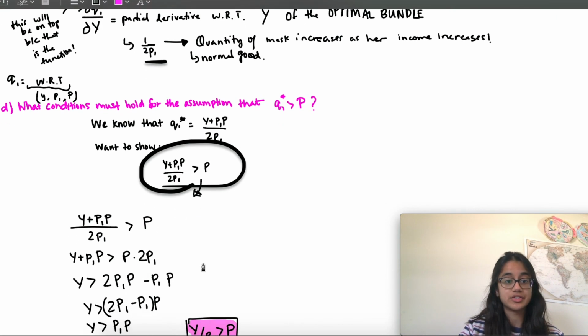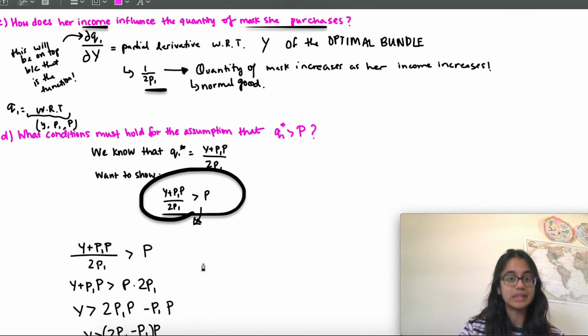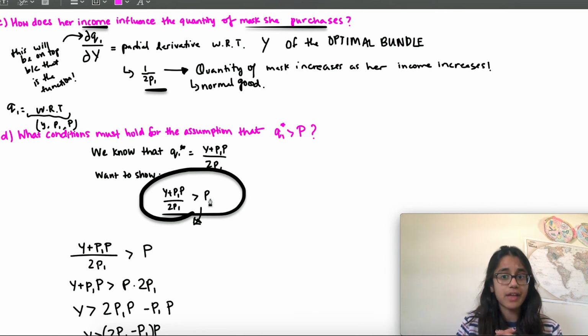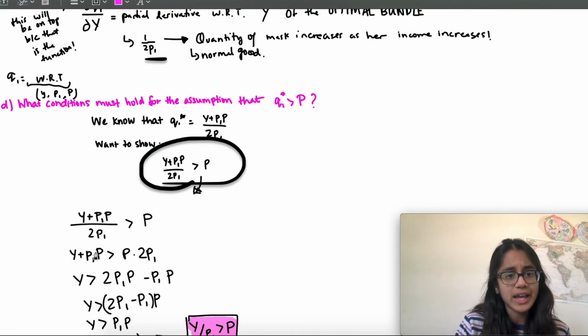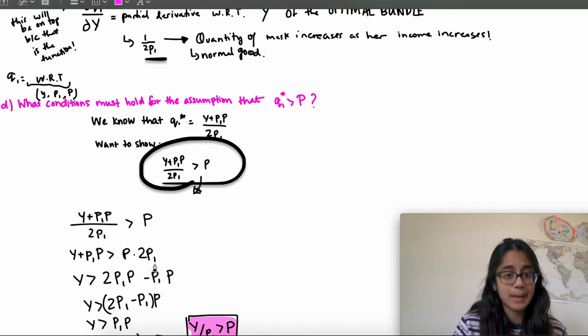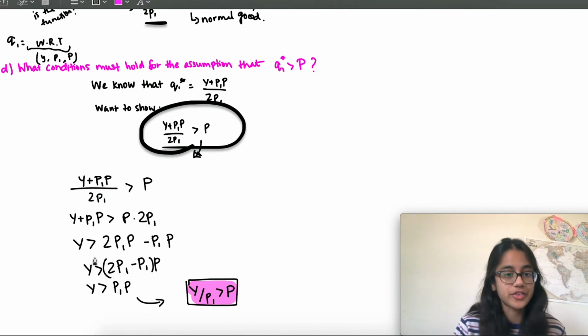All I'm trying to do here is simplify everything. I have a P over here, I have a P over here. Try to get those two together and solve it to make an easier expression to deal with, to understand the relationship between Q1 and our pollution. I multiplied this by 2p1 on both sides, and I got y plus p1 times p is greater than p times 2p1.